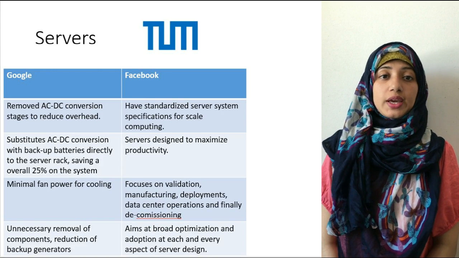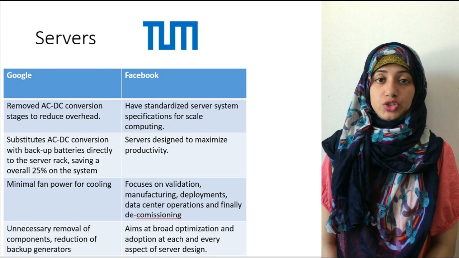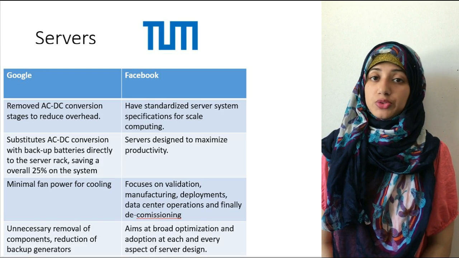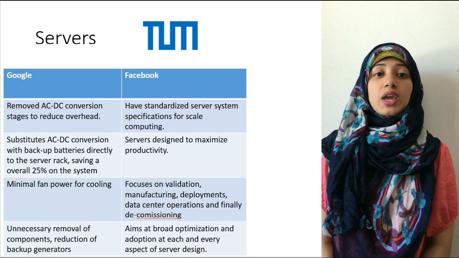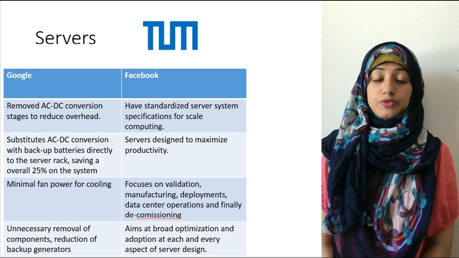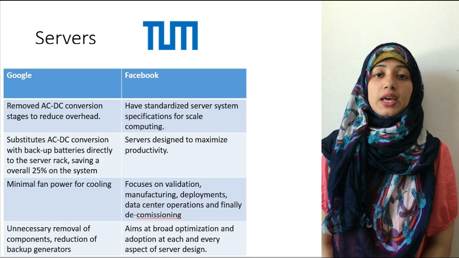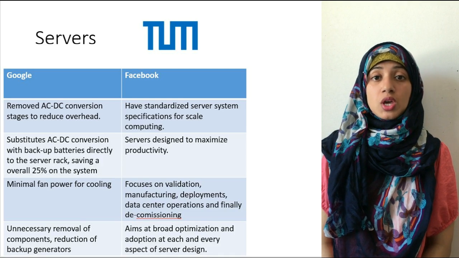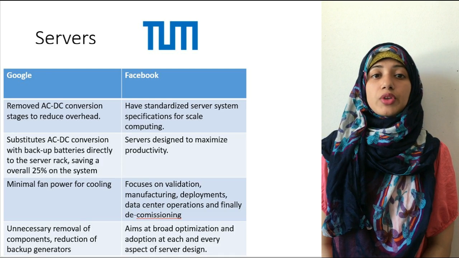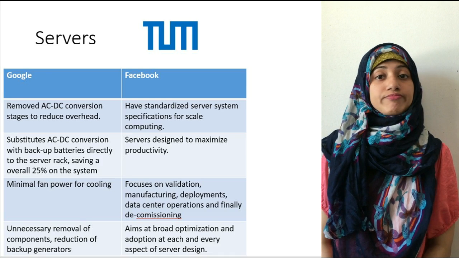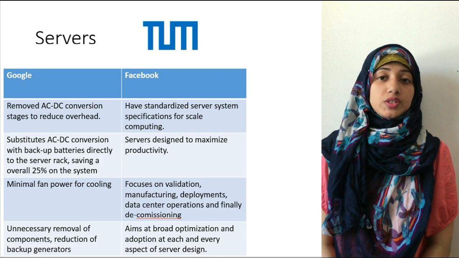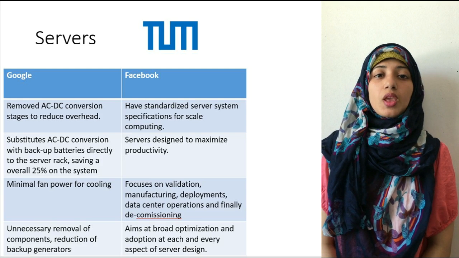Now for Google, they have removed AC-DC conversion stages to reduce overhead and they have substituted AC-DC conversion with backup batteries directly to the server rack, saving an overall 25% on the system. Minimal fan power for cooling also has been established and they have also removed unnecessary components and reduced the backup generators. And Facebook has its own specific methods, which are having standardized server system specifications for scale computing and servers designed to maximize productivity.